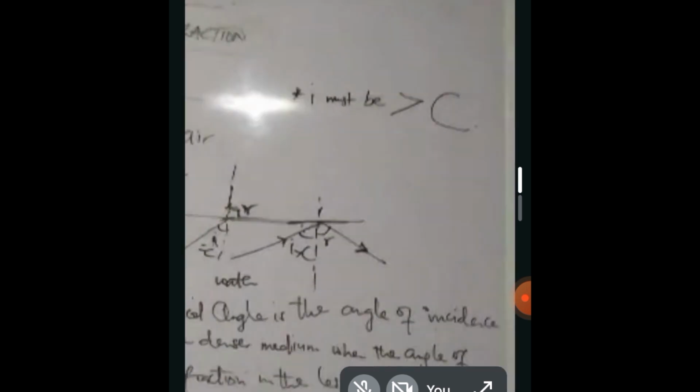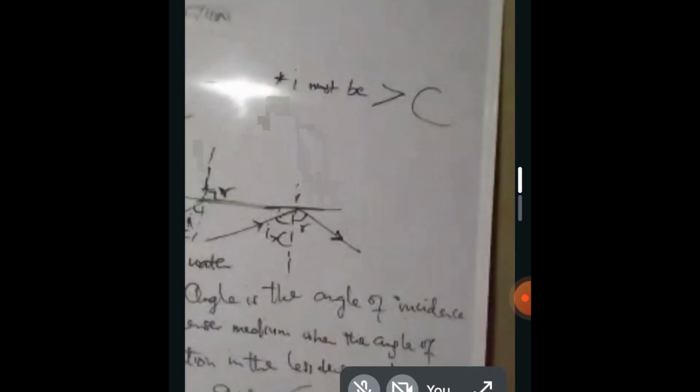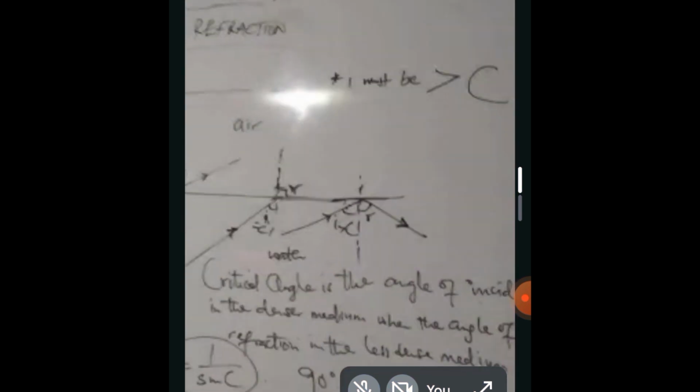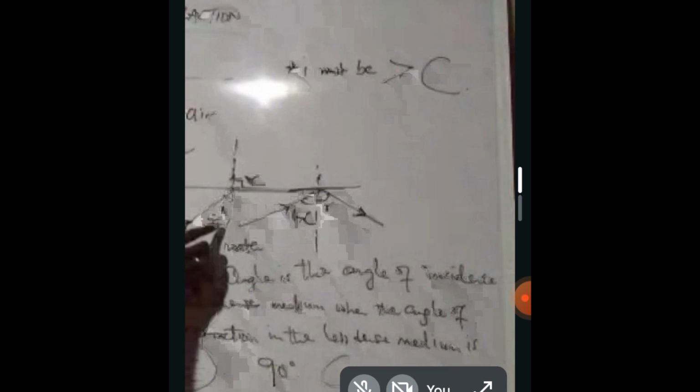Any question? Yes, okay. Does it mean that for a refraction to take place, the angle of incidence must be less than 90 or 90? For refraction to take place, the angle of incidence must be less than the critical angle. Must be less than the critical angle.